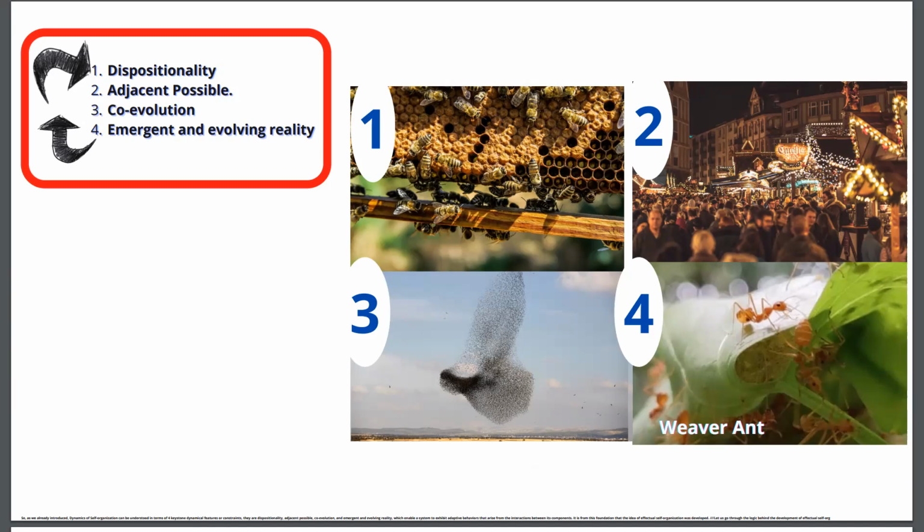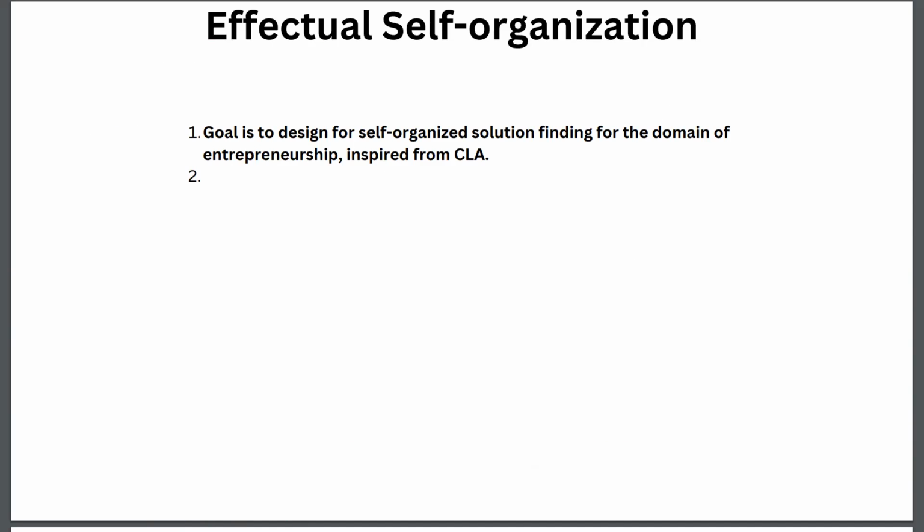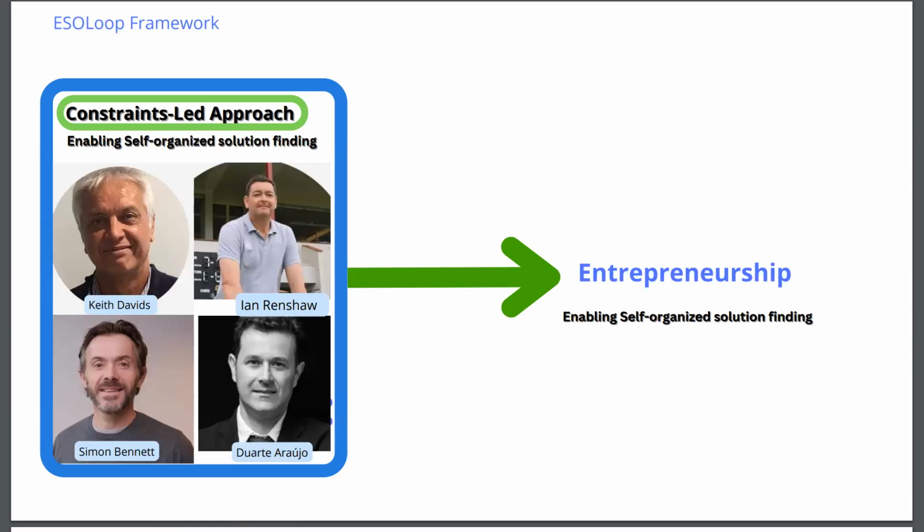So let us go through the logic behind the development of effectual self-organization. The first key point to understand is that my goal is to design for self-organized solution finding for the domain of entrepreneurship, which was inspired by the constraints-led approach in sports coaching, as I already mentioned. The constraints-led approach is a sports coaching approach developed based on self-organization theory as its core foundation. When I discovered this approach, I wanted to bring this thinking to the domain of entrepreneurship.